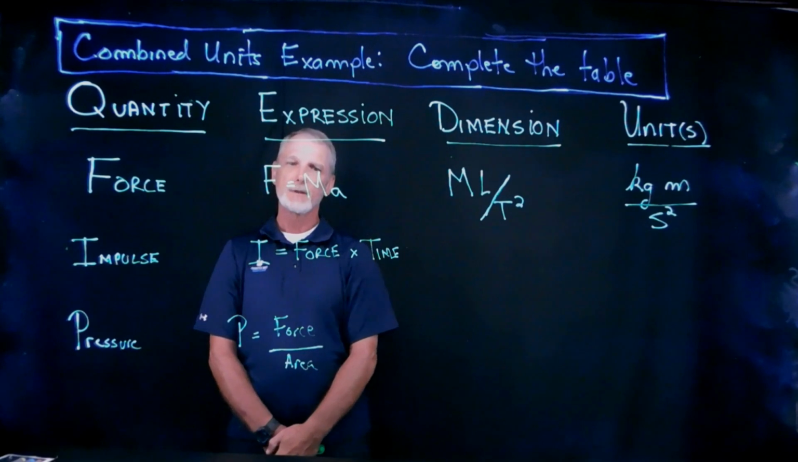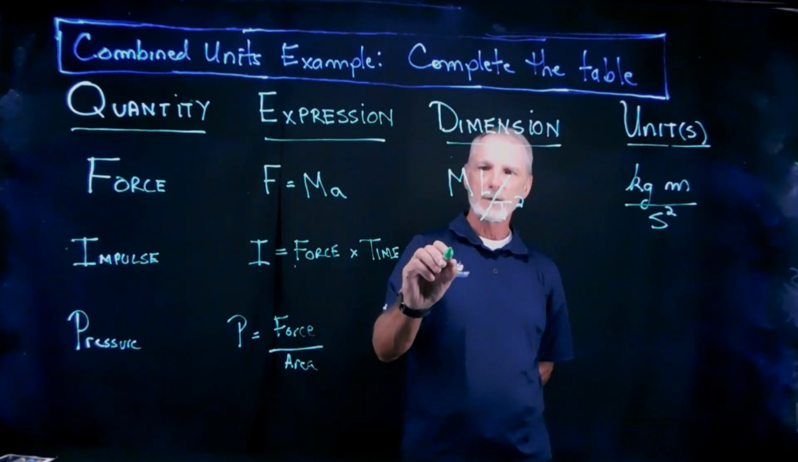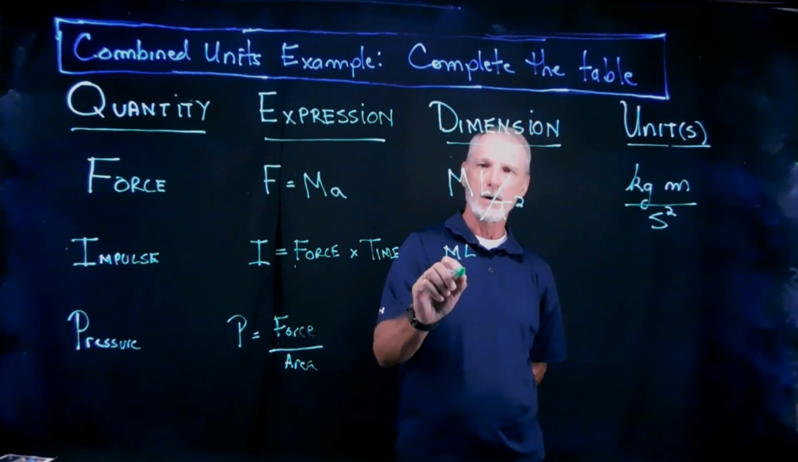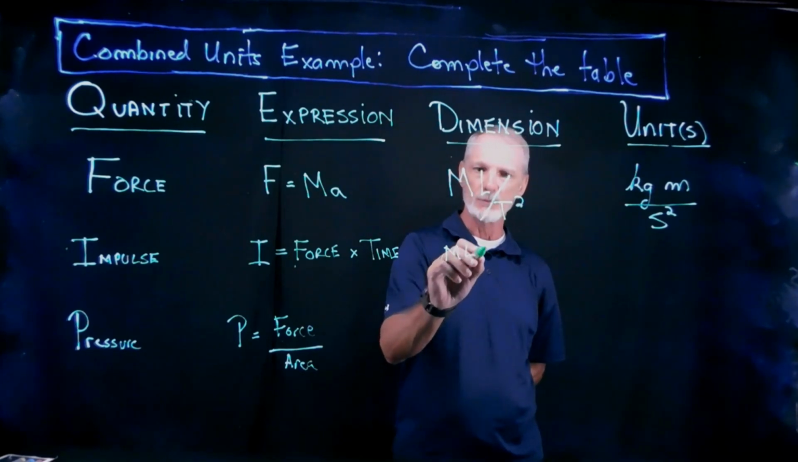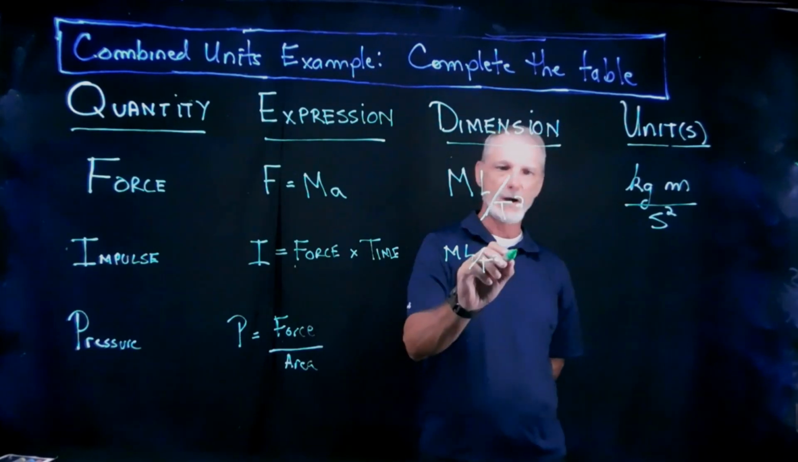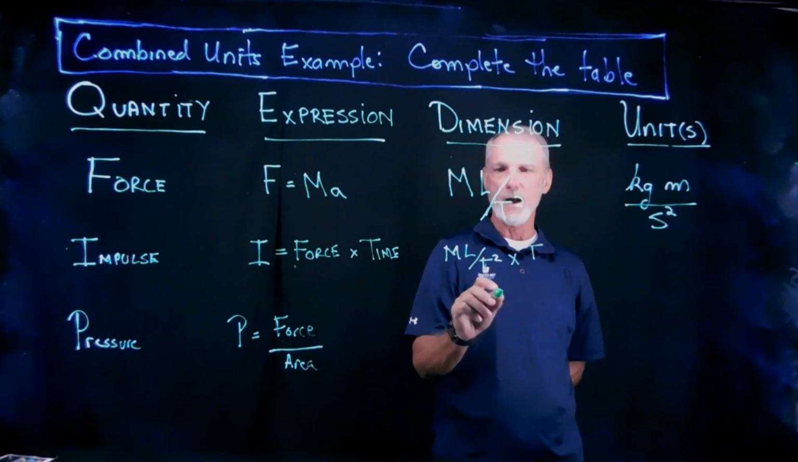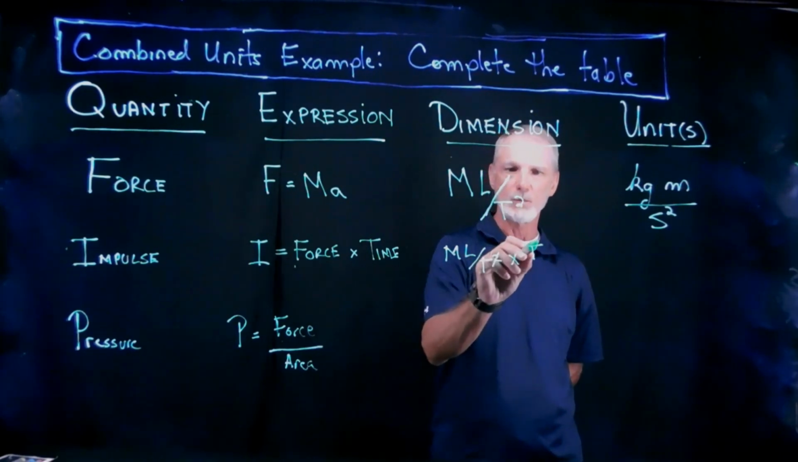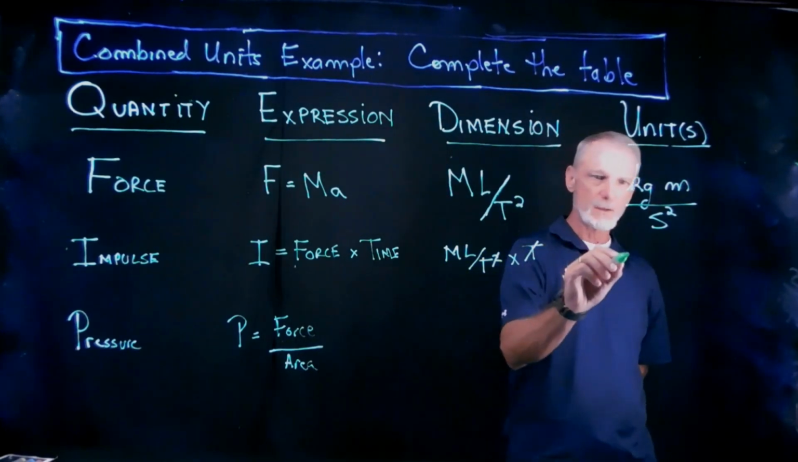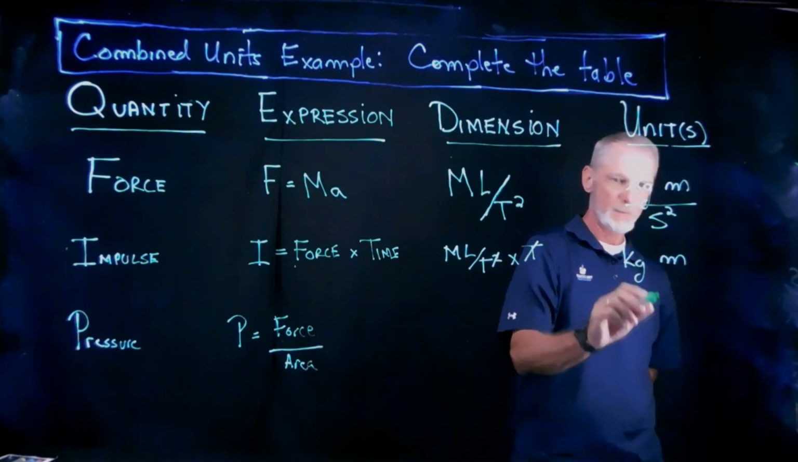An impulse is defined as a force times a time, and so its dimensions would have the dimensions of force, which are mass times length over time squared, times time. So we see we have a time in the numerator and a time squared in the denominator, and we can cancel those two out. And so the units assigned to the impulse would be kilograms meters per second.